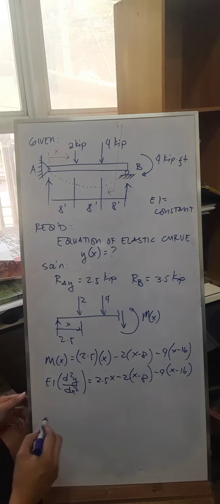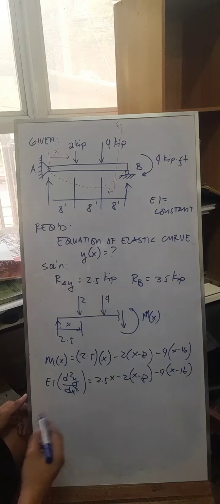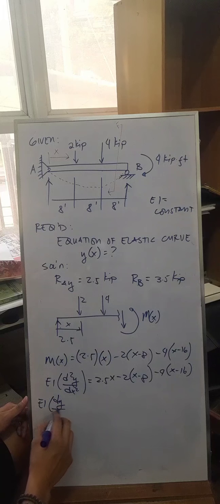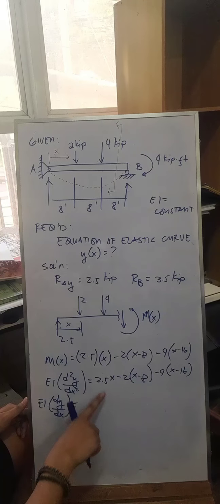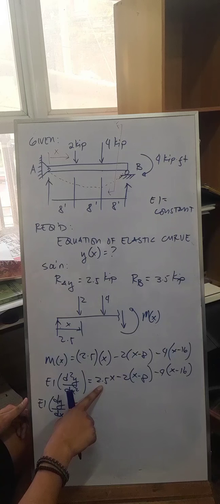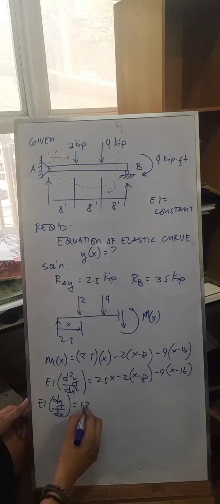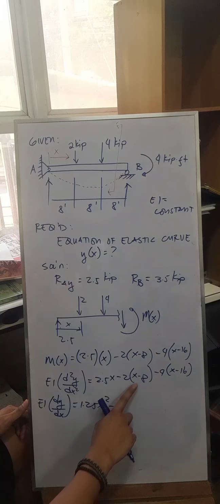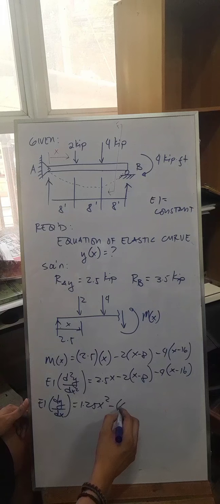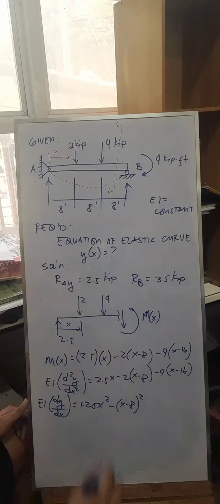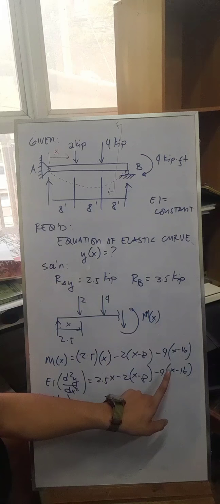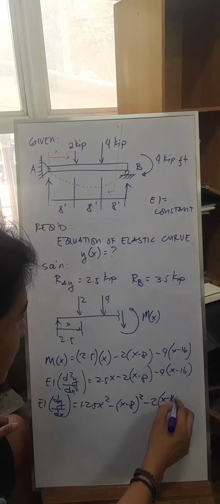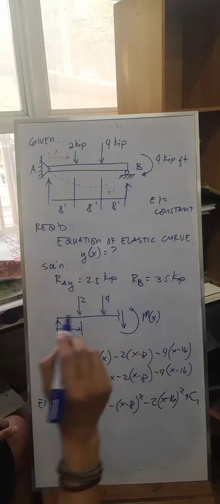Integrate this. Our first integration will give us the slope, dy over dx. So you have EI dy over dx equals the integral of 2.5, which is 2.5 divided by 2 x squared, so that's 1.25 x squared. The integral of the next one is 2 over 2, x minus 8 squared, that's x minus 8 squared. Then the integral of the last is 4 divided by 2, so that's minus 2 times x minus 16 squared, plus your constant C1.